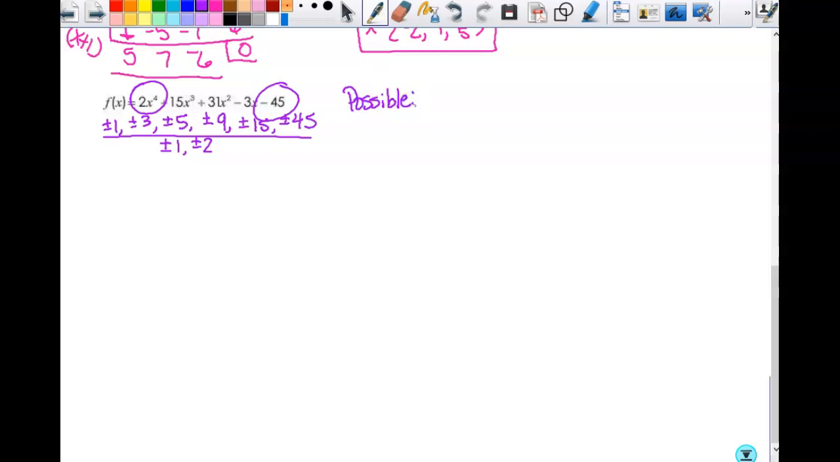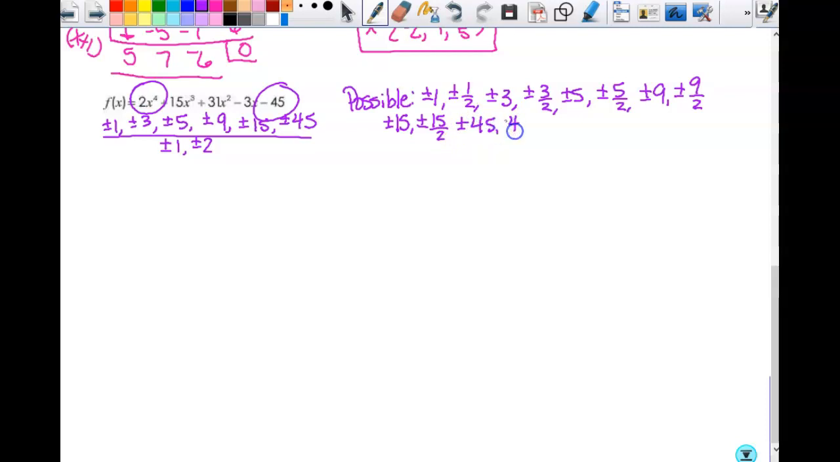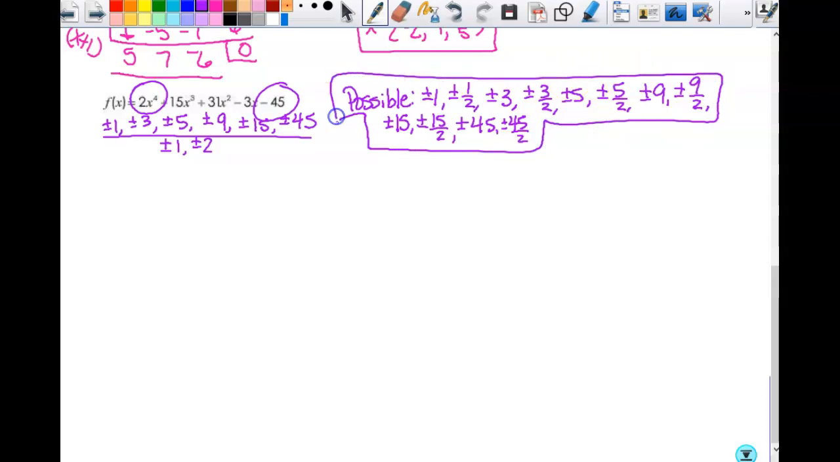All right, I've got 1 over 1, 1 over 2, 3 over 1, 3 over 2, 5 over 1, 5 over 2, 9 over 1, 9 over 2, 15 over 1, 15 over 2, 45 over 1, 45 over 2. Okay, so these are my possibilities. Some prettier than others, right?